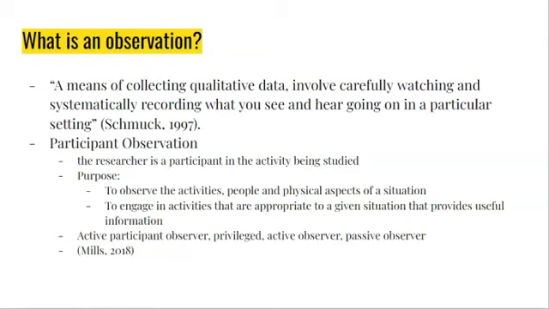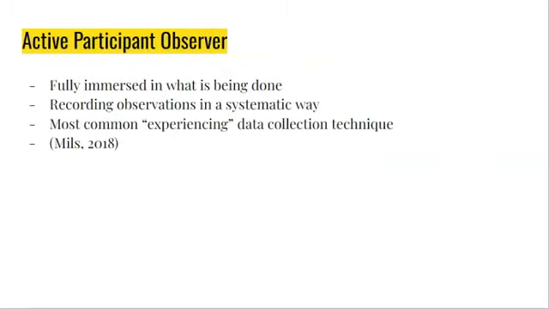So there are three types of participant observation. They include active participant observer, privileged active observer, and passive observer. Active participant observer is where you are fully immersed in what is being done. You're recording observations in a systematic way, and this is usually the most common data collection technique.